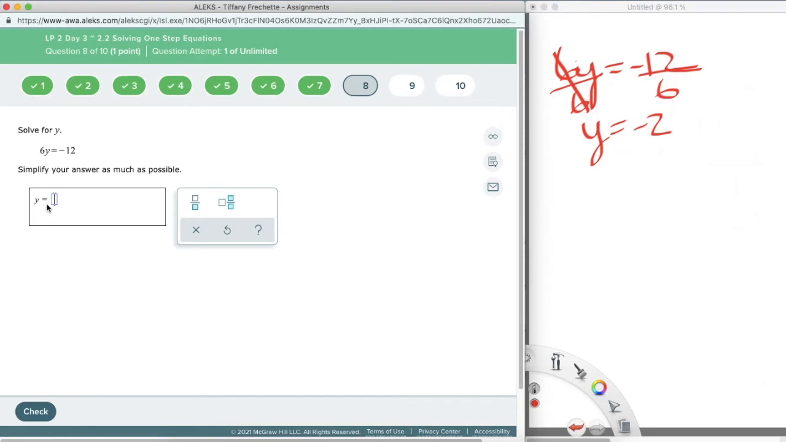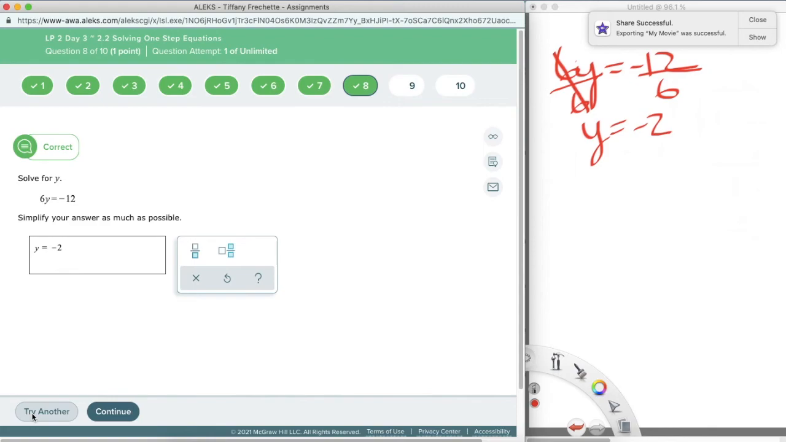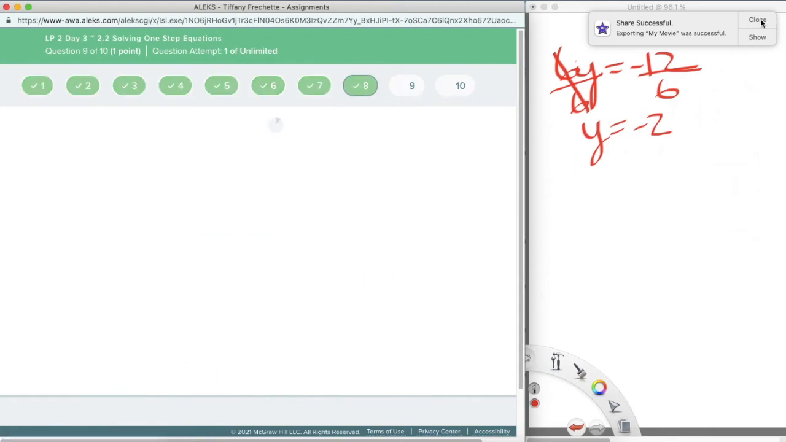And again, I can go back and I can check this. I can check any problem that I work out. And if I go 6 times negative 2, I get negative 12. So check, that's correct. That works. All right, continue. 2 more questions here.